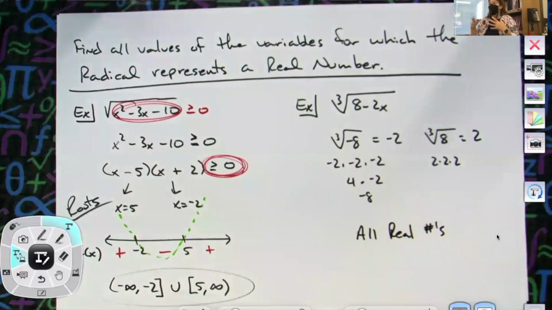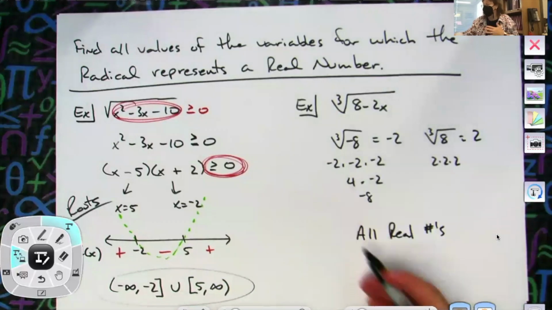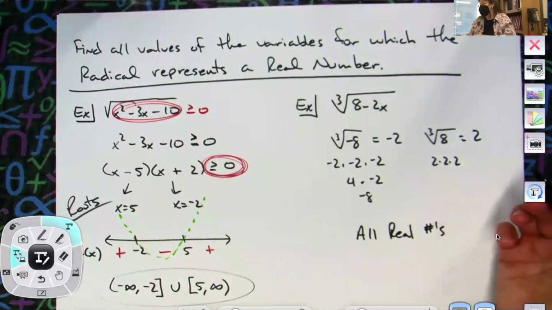But you have to think about it, and you might have to write some stuff down. You might have to plug it in. Do some trial and error if you need to. Plug it in and see what happens. So all real numbers.